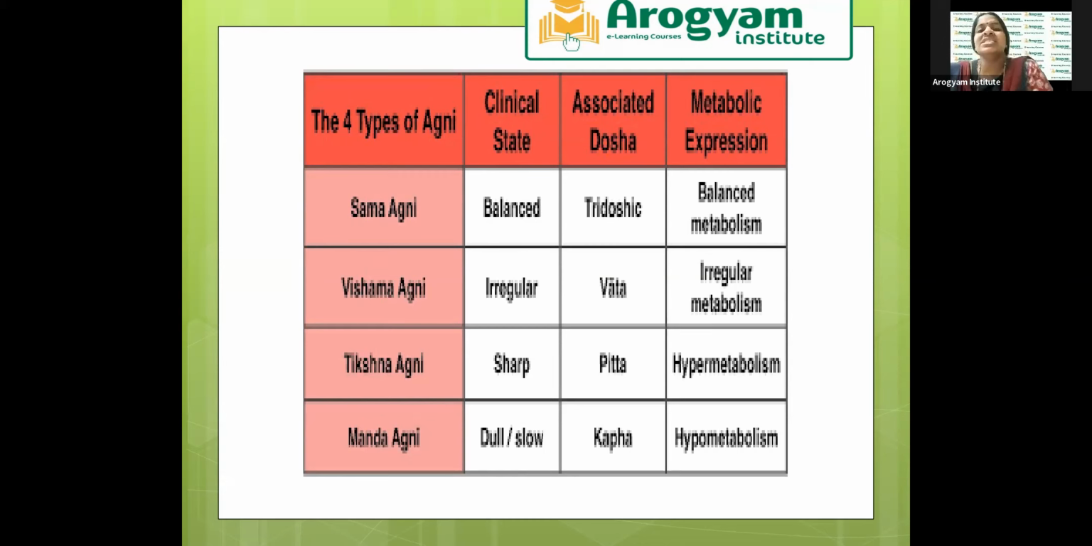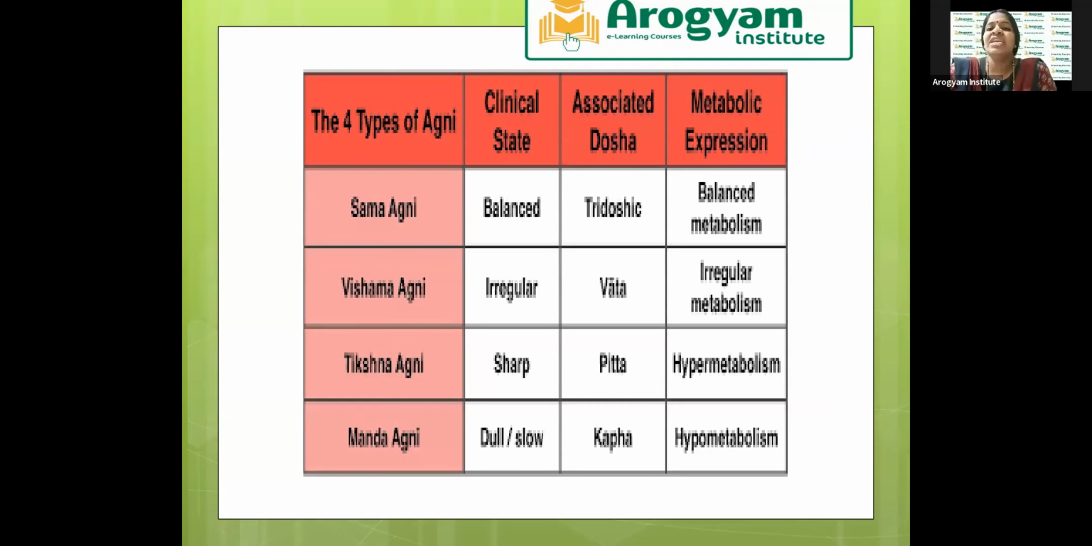And then next is तीक्ष्णाग्नि. What is this तीक्ष्णाग्नि? तीक्ष्णाग्नि का मतलब है very strong agni. That means very strong appetite, very good digestive ability. That is तीक्ष्णाग्नि. जिन लोगों को तीक्ष्णाग्नि है, they can digest any type of food very fast. So that is तीक्ष्णाग्नि.